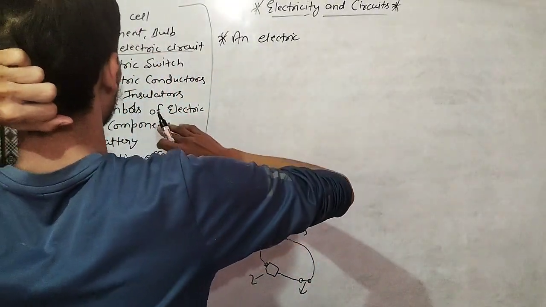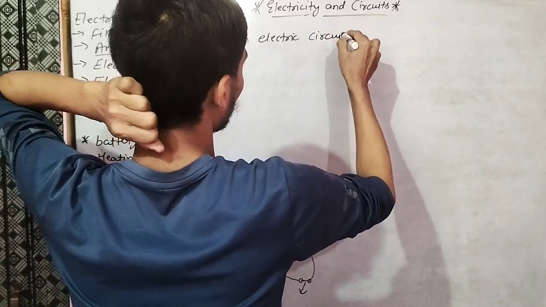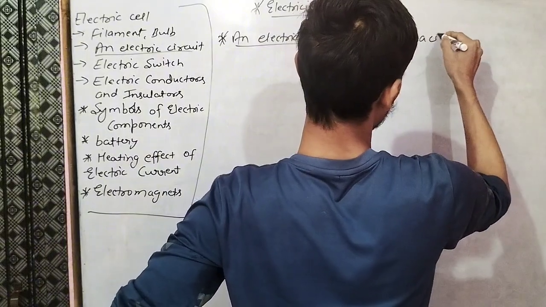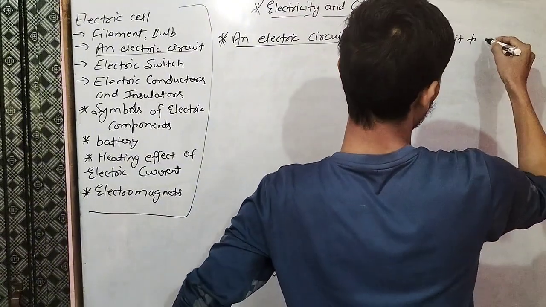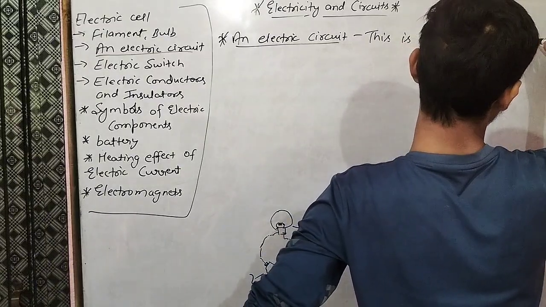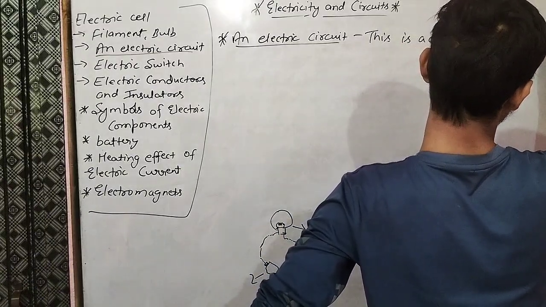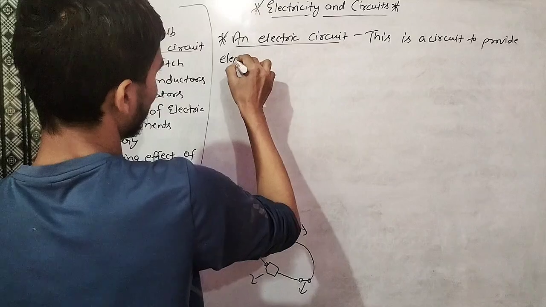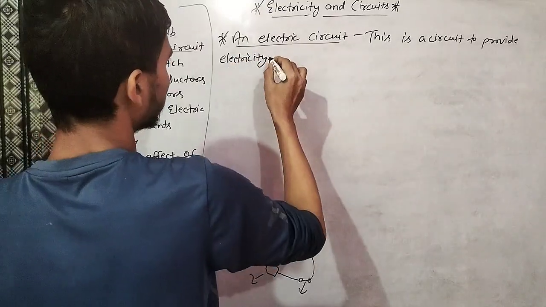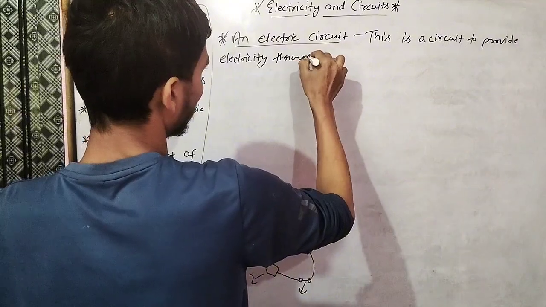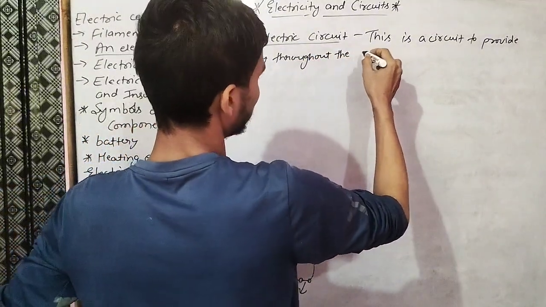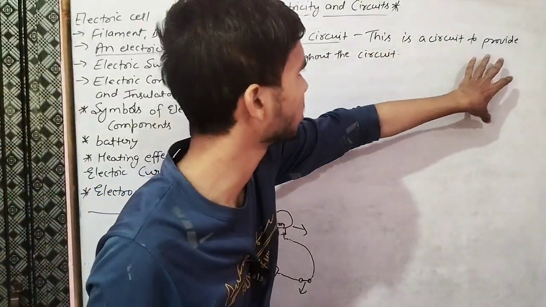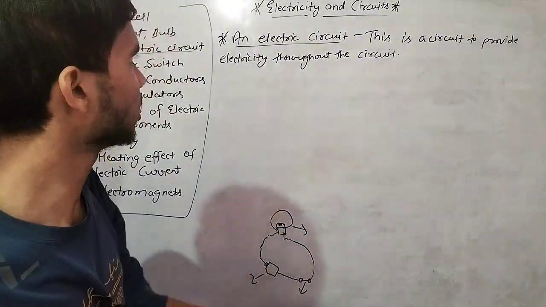An electric circuit. This is a circuit to provide electricity throughout the circuit. Clear?